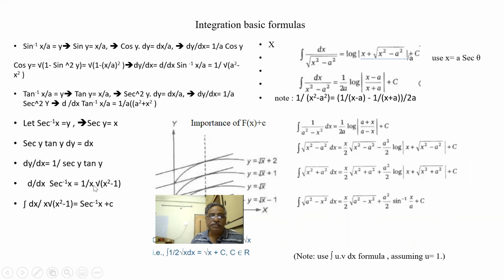So this we have already seen. Sin inverse x by a, we got it as the integration of 1 by square root of a square minus x square, and tan inverse from 1 by a square plus x square, we got this, and secant inverse from 1 by x root x square minus 1. These we have proved. Now let us see here.